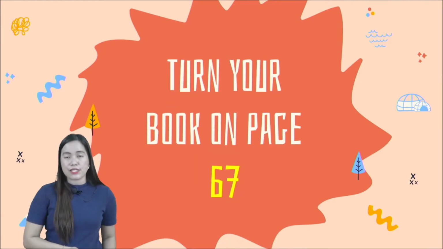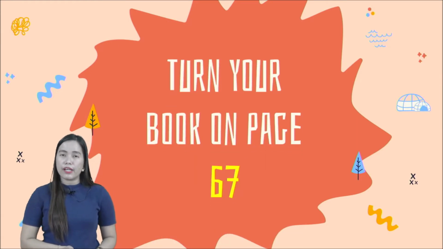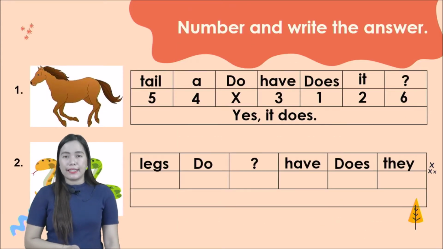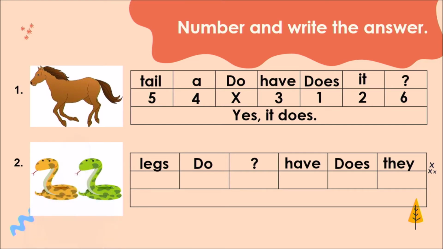Now, let's answer your book. Can you turn your book on page 67? Okay, let us answer. Number and write the answer. Number 1 is already given. Okay, look at the number 1. Look at the picture. It is a horse. So, what you will use? Do or does? Does. Okay?